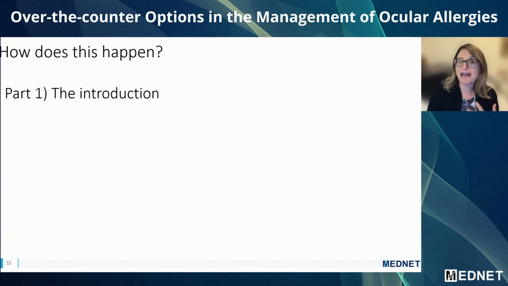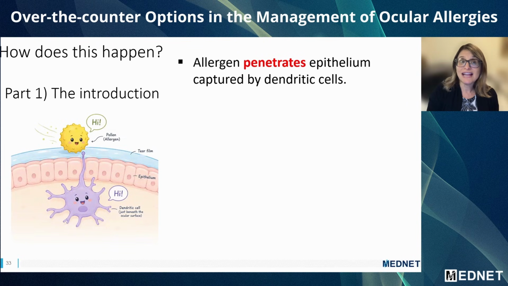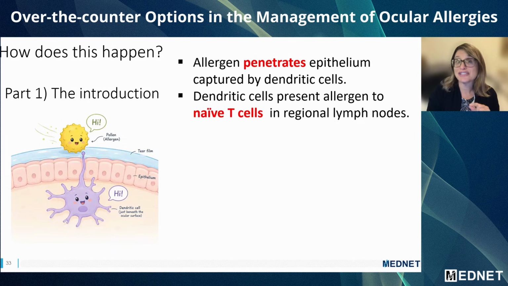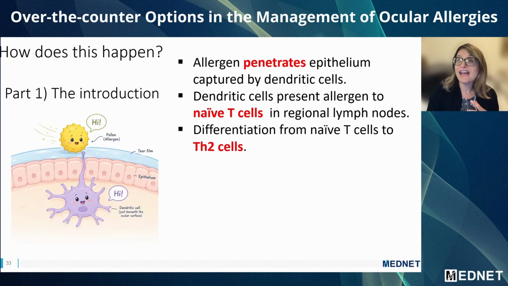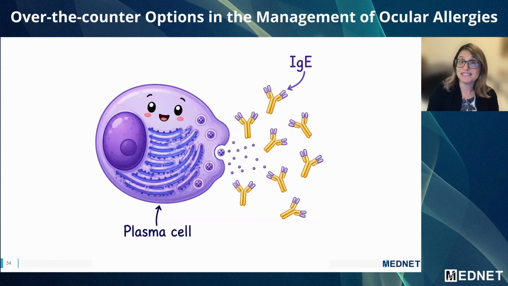But how does this happen? What's the pathophysiology? So it starts with an introduction. Something like pollen meets a dendritic cell and is captured by the dendritic cell, an antigen on the pollen. And the dendritic cells then present the allergen to naive T cells in regional lymph nodes. And that causes the T cells to differentiate into Th2 cells that produce specific cytokines that cause B cells to undergo class switch, and they become IgE producing plasma cells, like the one you see here.